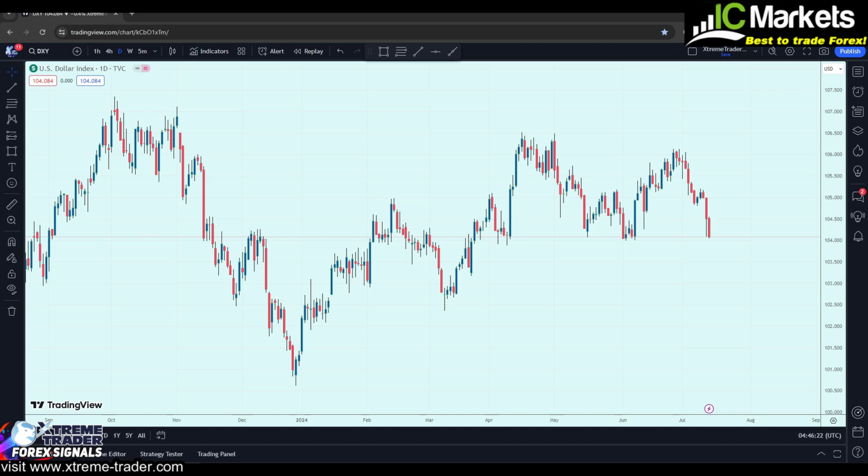It's now the time that we should include the US dollar index, or the DXY, in our weekly analysis.